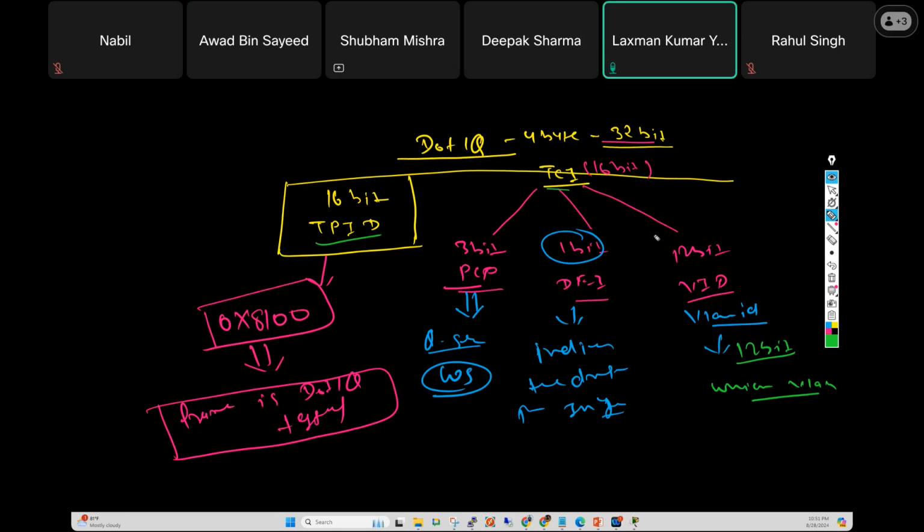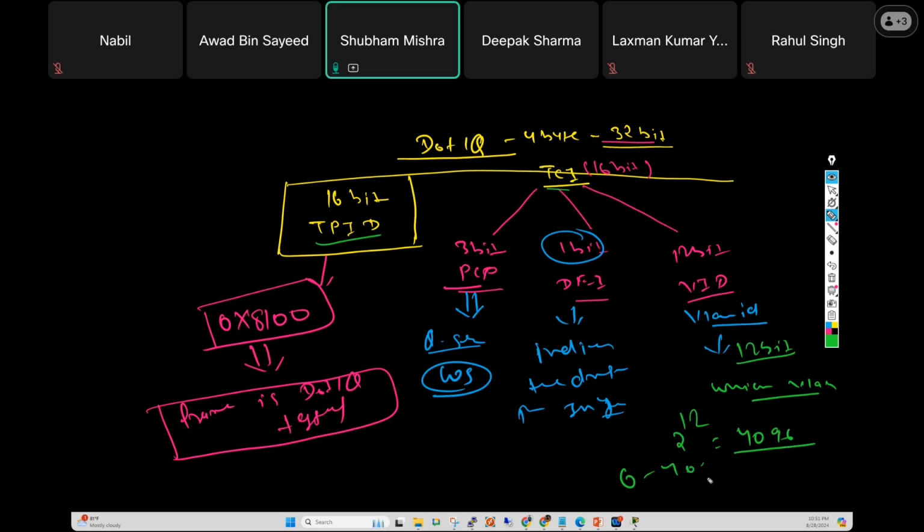So basically, what is the bit? 12 bit. If you calculate 2 to the power 12, you get a value of 4096, and that is the total number of VLANs. What is the range of VLAN? 0 to 4095. This is the range. Even 0 and 4095 are reserved.